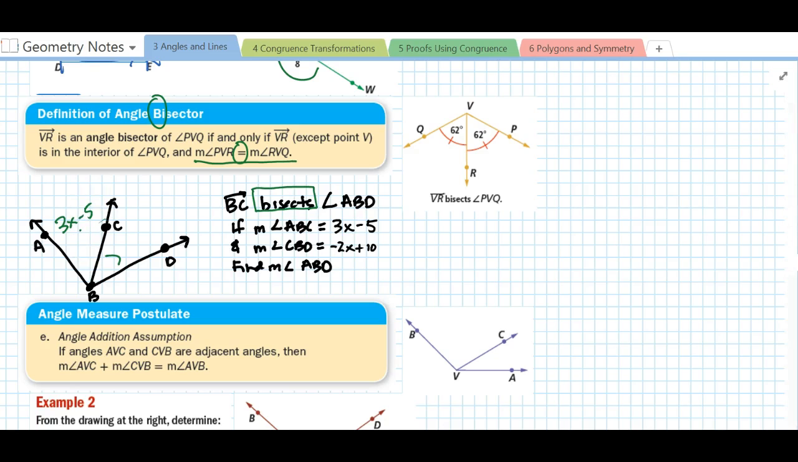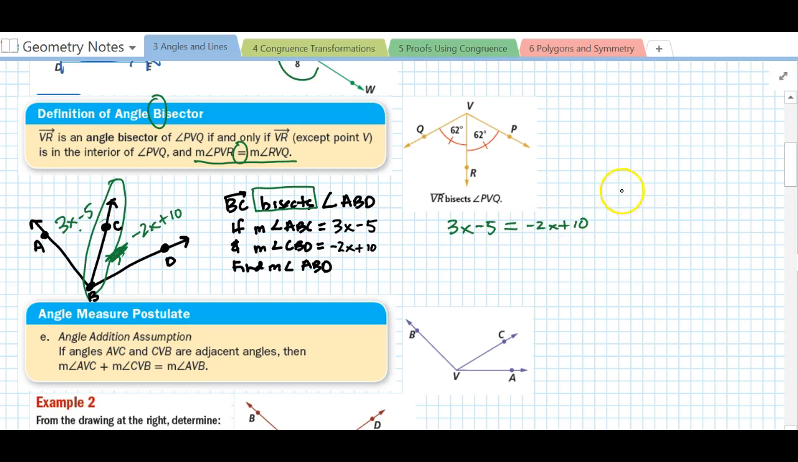They also tell us that angle CBD, so that's this angle here, is negative 2x plus 10, so I'm going to fill that in. Since this bisects the angle, I know that those two angles should be equal. So now I'm going to use my algebra skills and set those two angles equal to each other. So I'm simply going to say 3x minus 5, which is one of the angles, should be the same as the other angle, negative 2x plus 10.